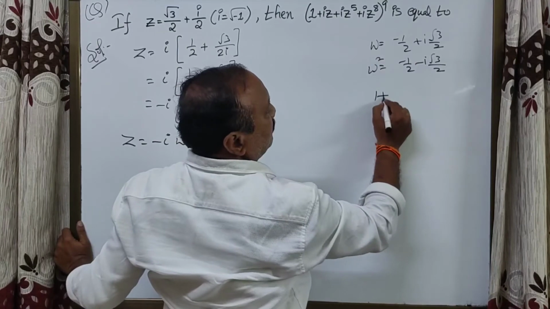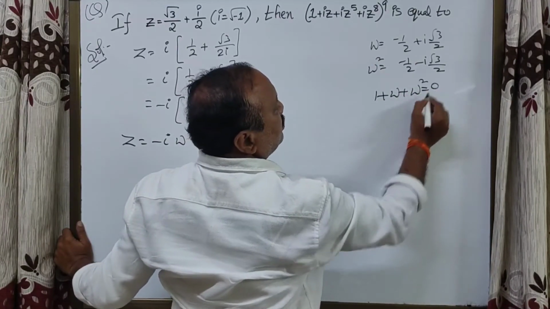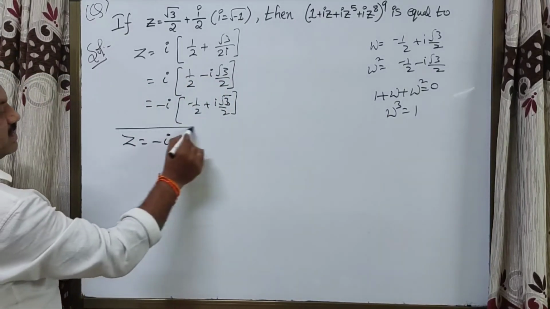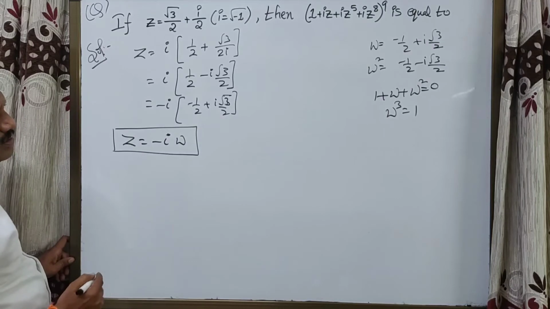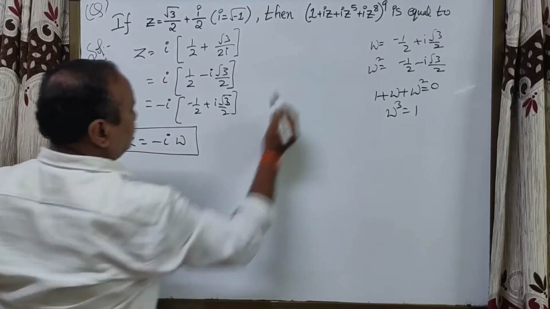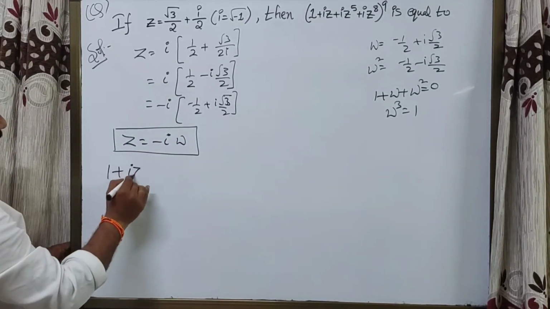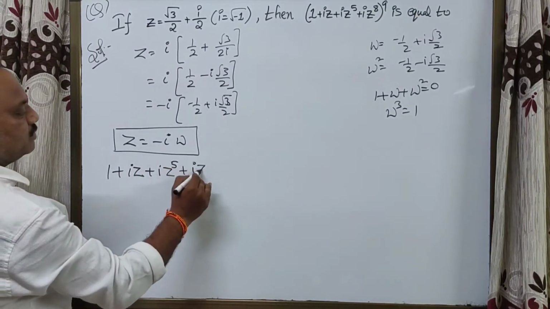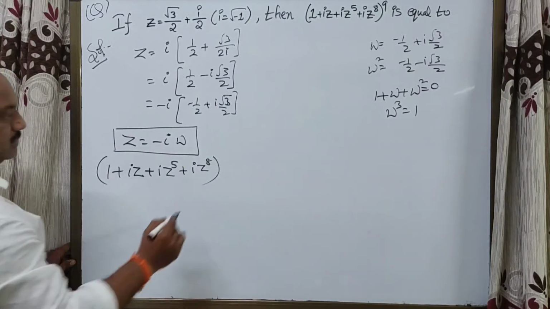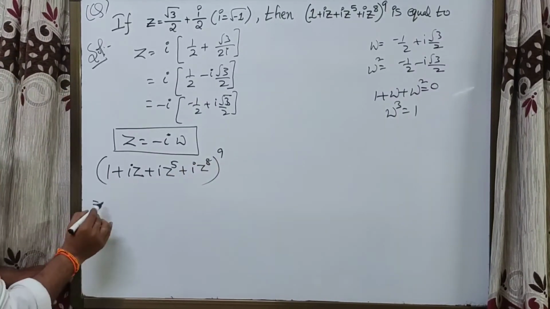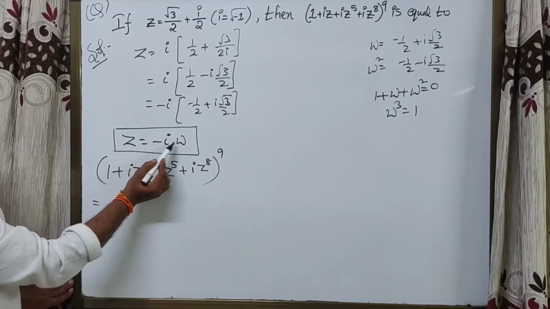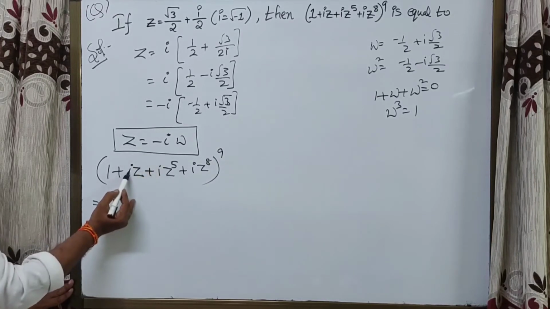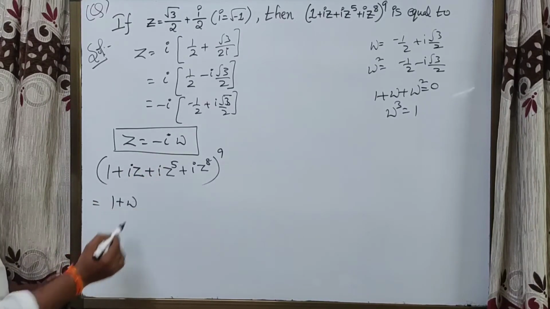From these relations, 1 + ω² is 0, and ω³ value is 1. z value is iω. We want this value: (1 + iz + i·z⁵ + i·z⁸) whole power 9. Take z equal to -iω and substitute: -i into i², it becomes +ω.